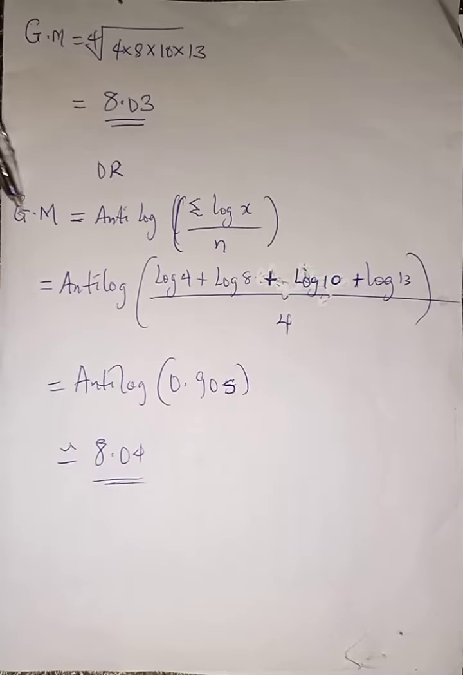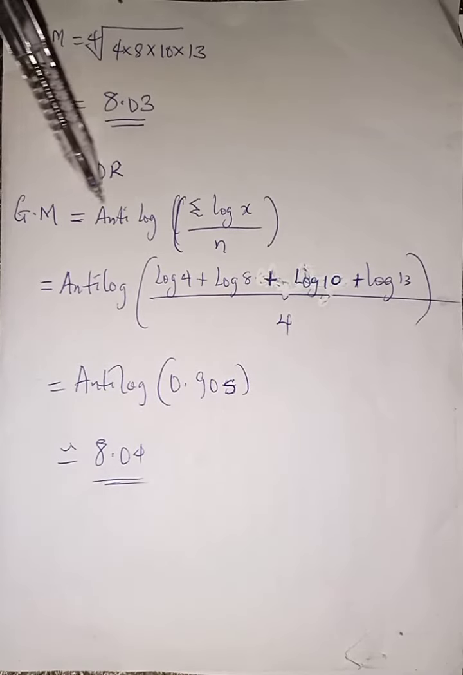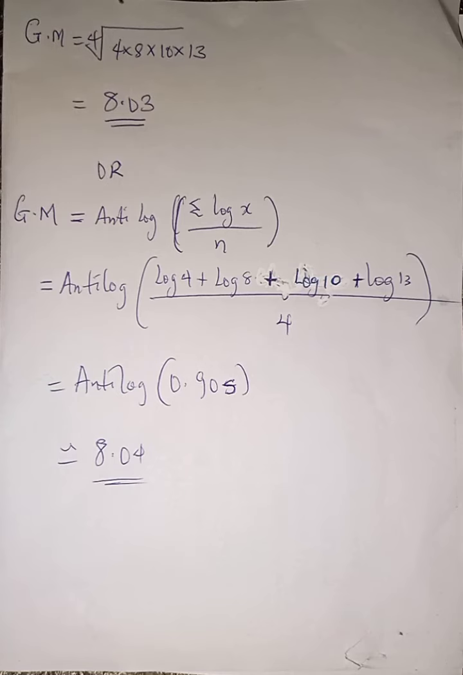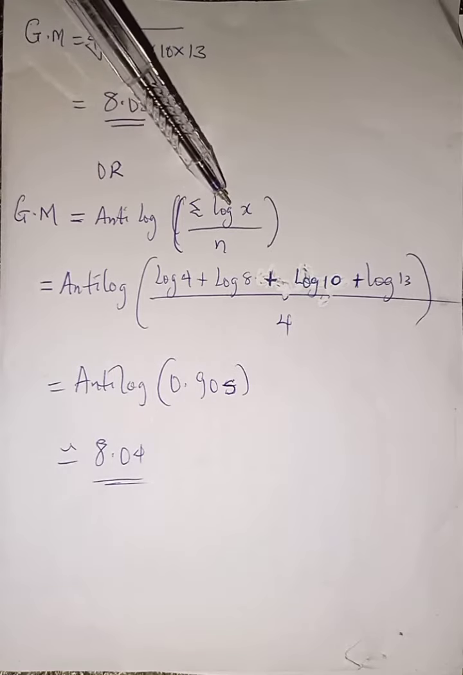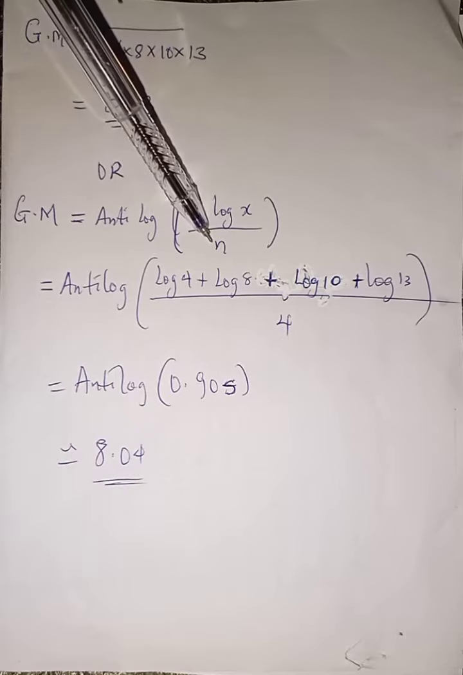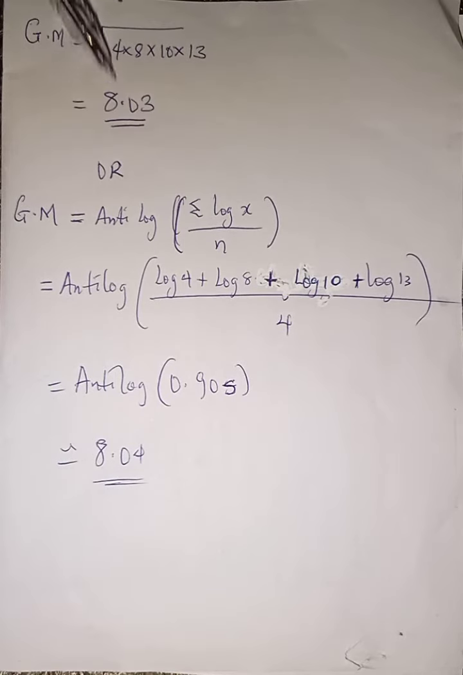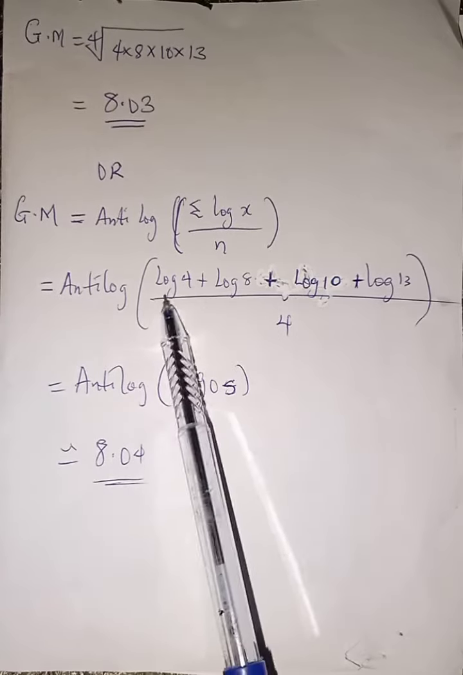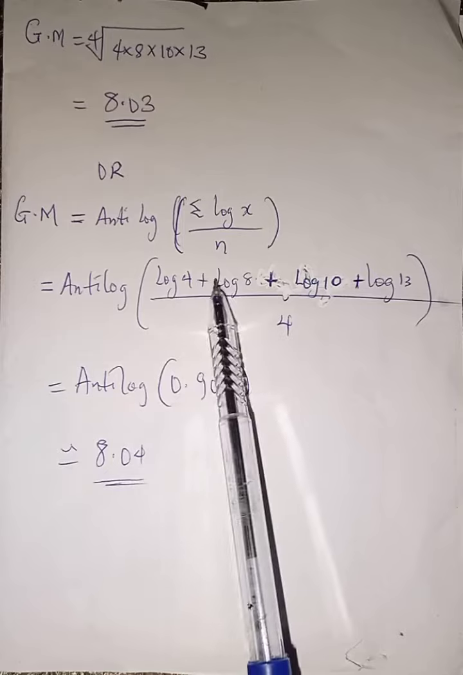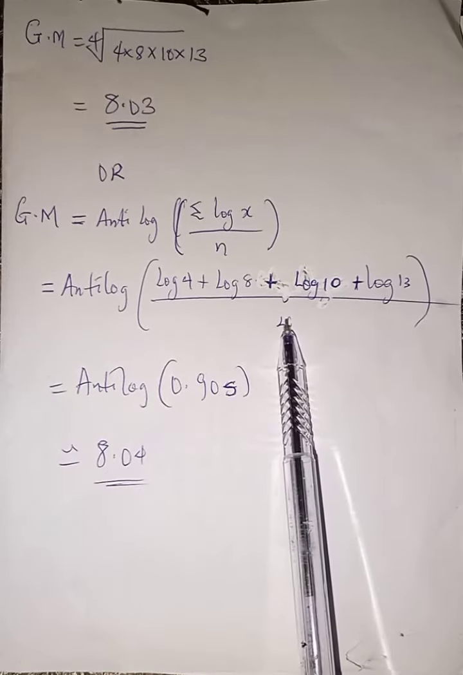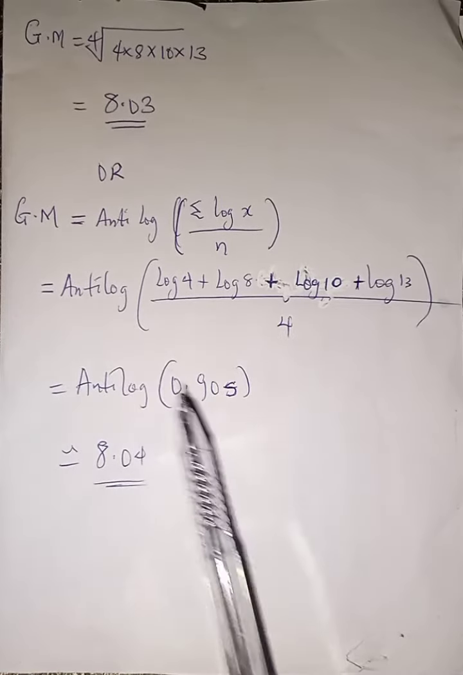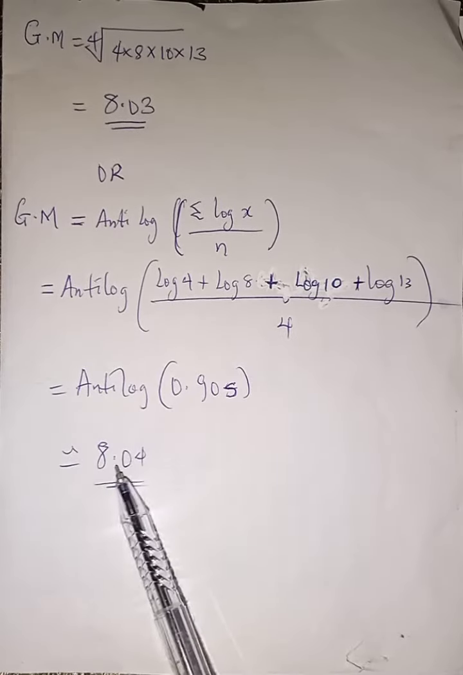Or you can also use this formula. We have an alternative to the first formula we quoted, which is geometric mean equals the anti-log of the summation of all the log of the data divided by the total number of data. How many data do we have? We have 4, 8, 10, and 13. So when you add up all their logs, which is log of the first one, plus log of the second one, plus log of the third one, plus log of the fourth one, divided by the total number, which is 4, you take the anti-log, you're going to have the same answer.